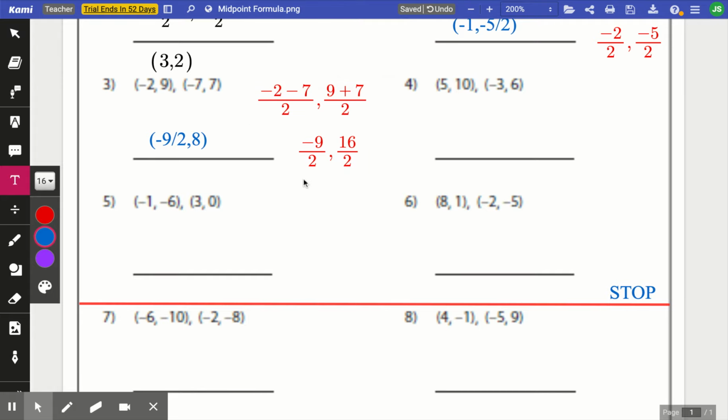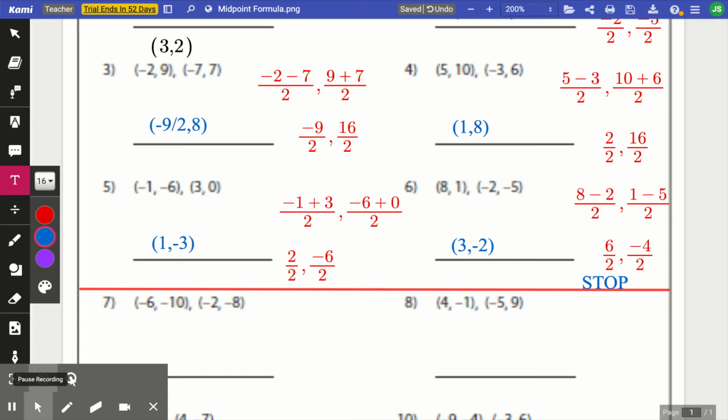So negative 2 minus 7, same signs, add them together. That's a negative 9 over 2. We can just write that as negative 9 halves. And 9 plus 7 is 16. 16 divided by 2 is 8. So there's our coordinates. Negative 9 halves, 8, or if you prefer, negative 4.5, 8. Okay, let's pause and have you try 4, 5, and 6 and see how these turn out.